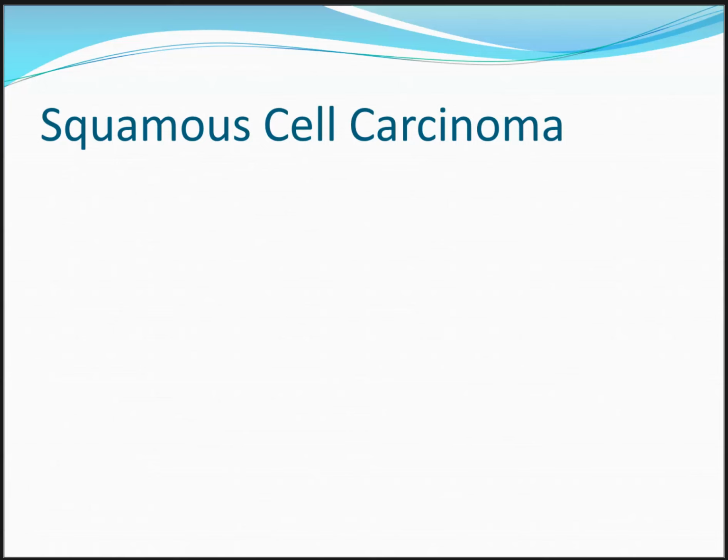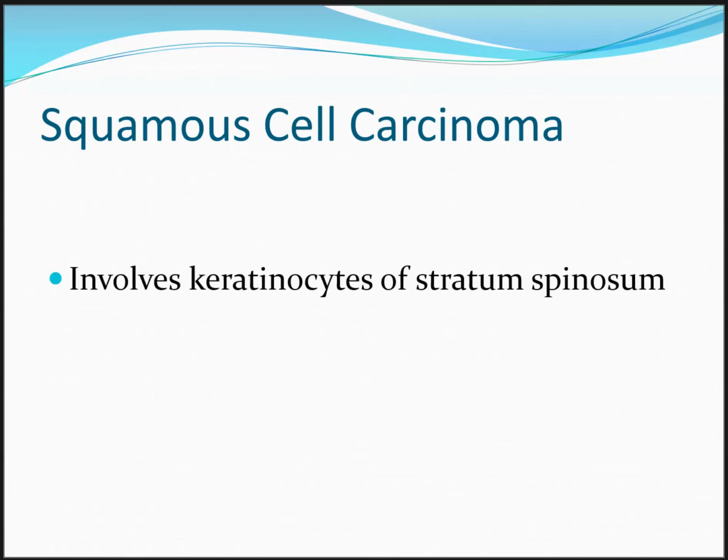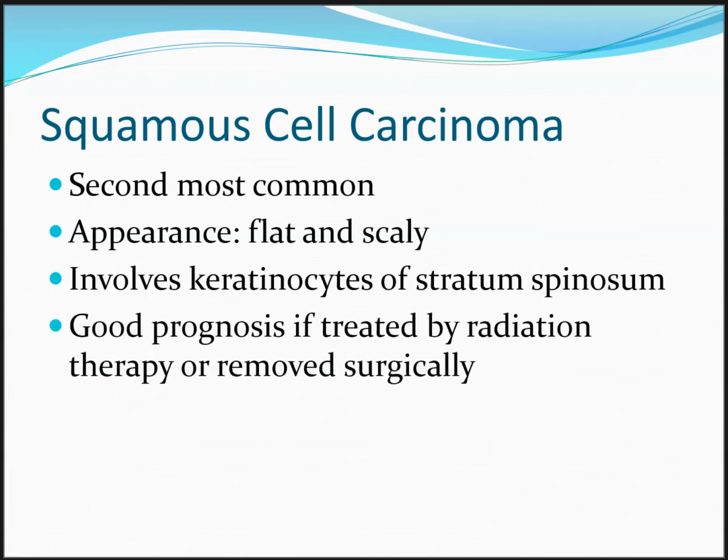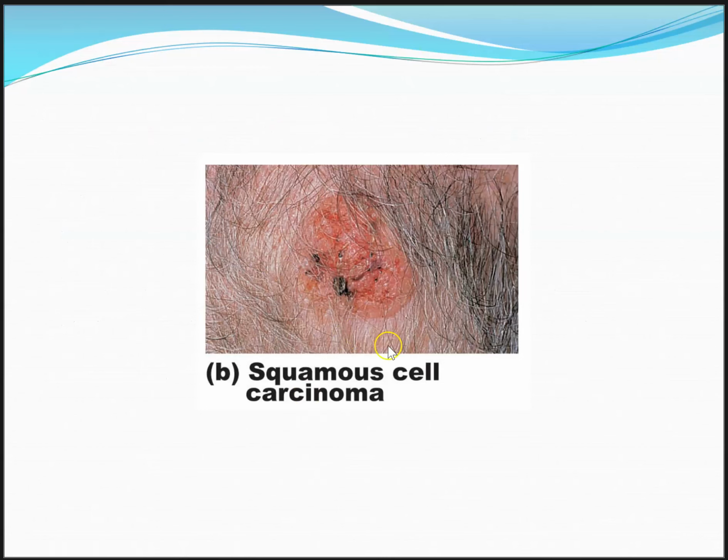Now, the squamous cell carcinoma involves keratinocytes of the stratum spinosum, and this is the second most common type of carcinoma. And in this, the cells appear flat and scaly, and this also can be treated by radiation therapy or removed surgically if the prognosis is good. And this is what a squamous cell carcinoma looks like.